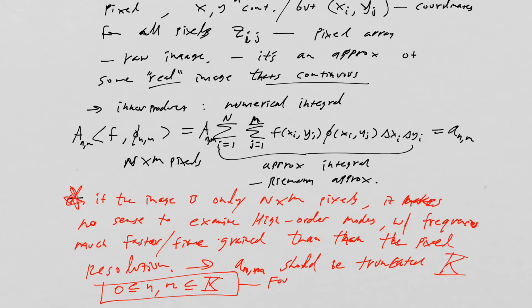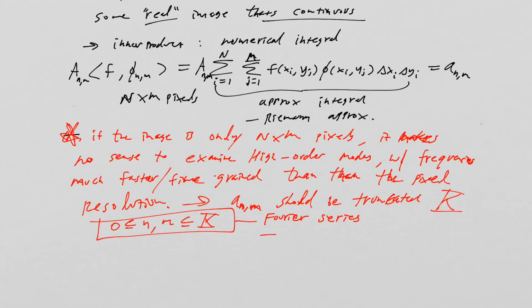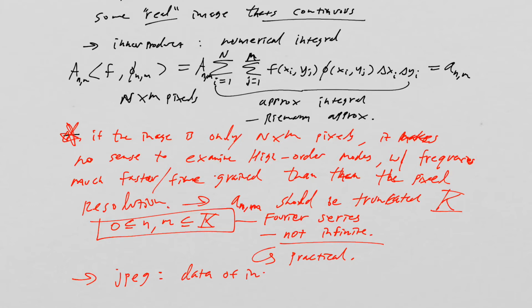So your Fourier series will be not infinite. Okay, and this, of course, is a practical issue. And in this case now, the JPEG file format, basically the data of the image, it's actually just the A_NM coefficients.